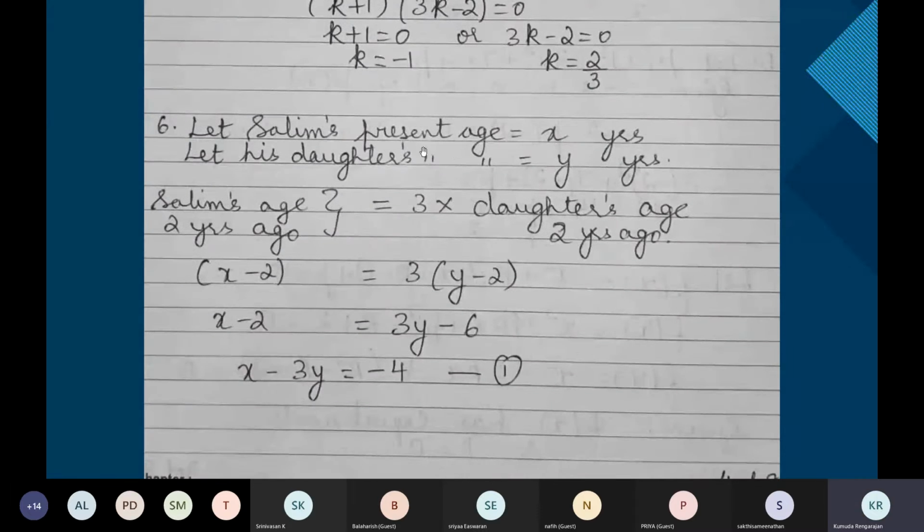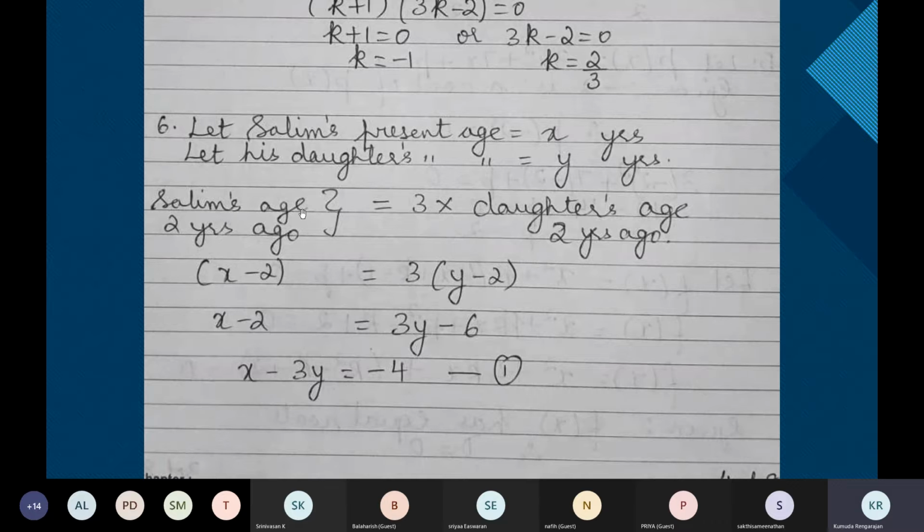So let Salim's present age be x years, daughter's present age be y years. So now they're talking about their ages. Some condition is given about their ages 2 years ago. It's given that Salim's age 2 years ago was 3 times his daughter's age 2 years ago. See here, this is given to us. I've written the same thing in words. This is given to us in the question. I've constructed the same thing as an equation.